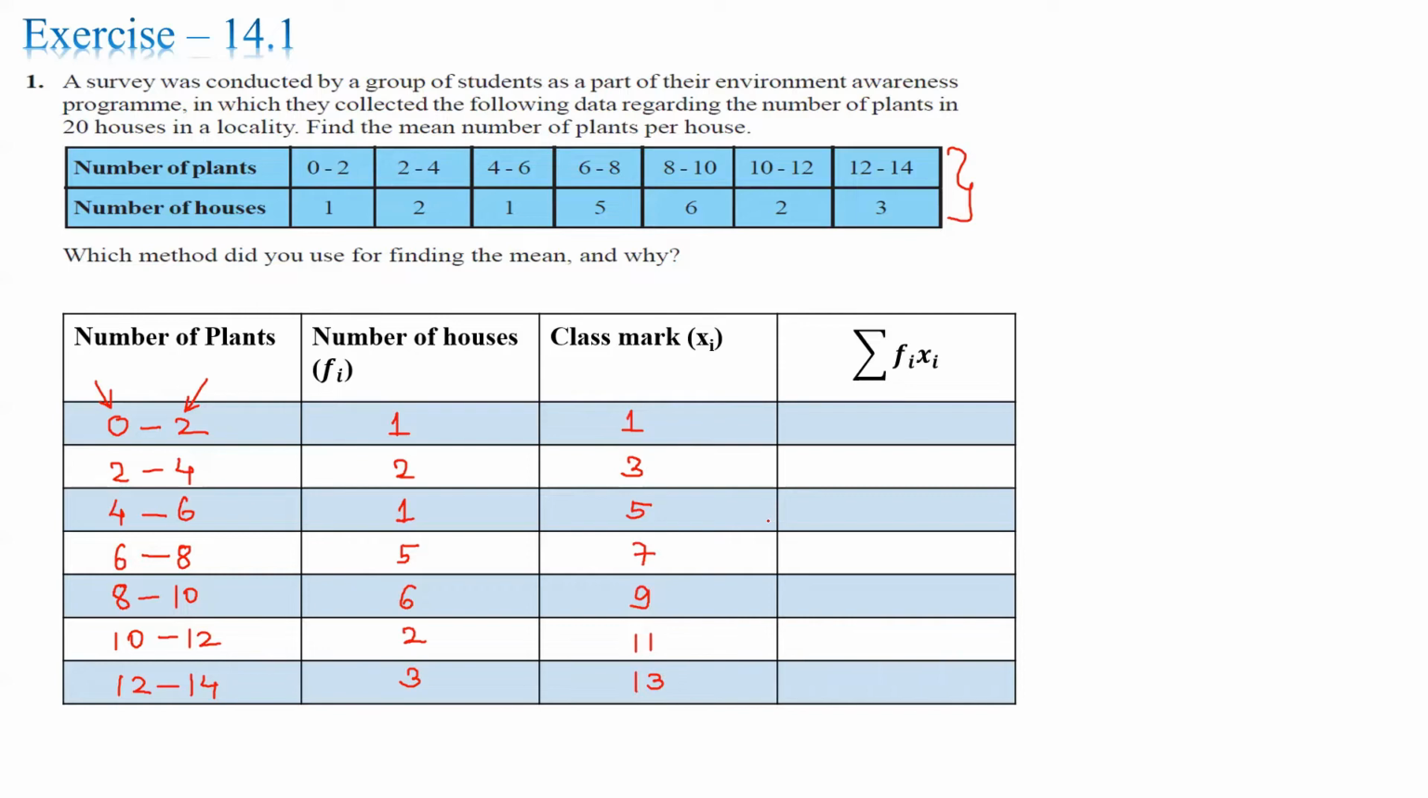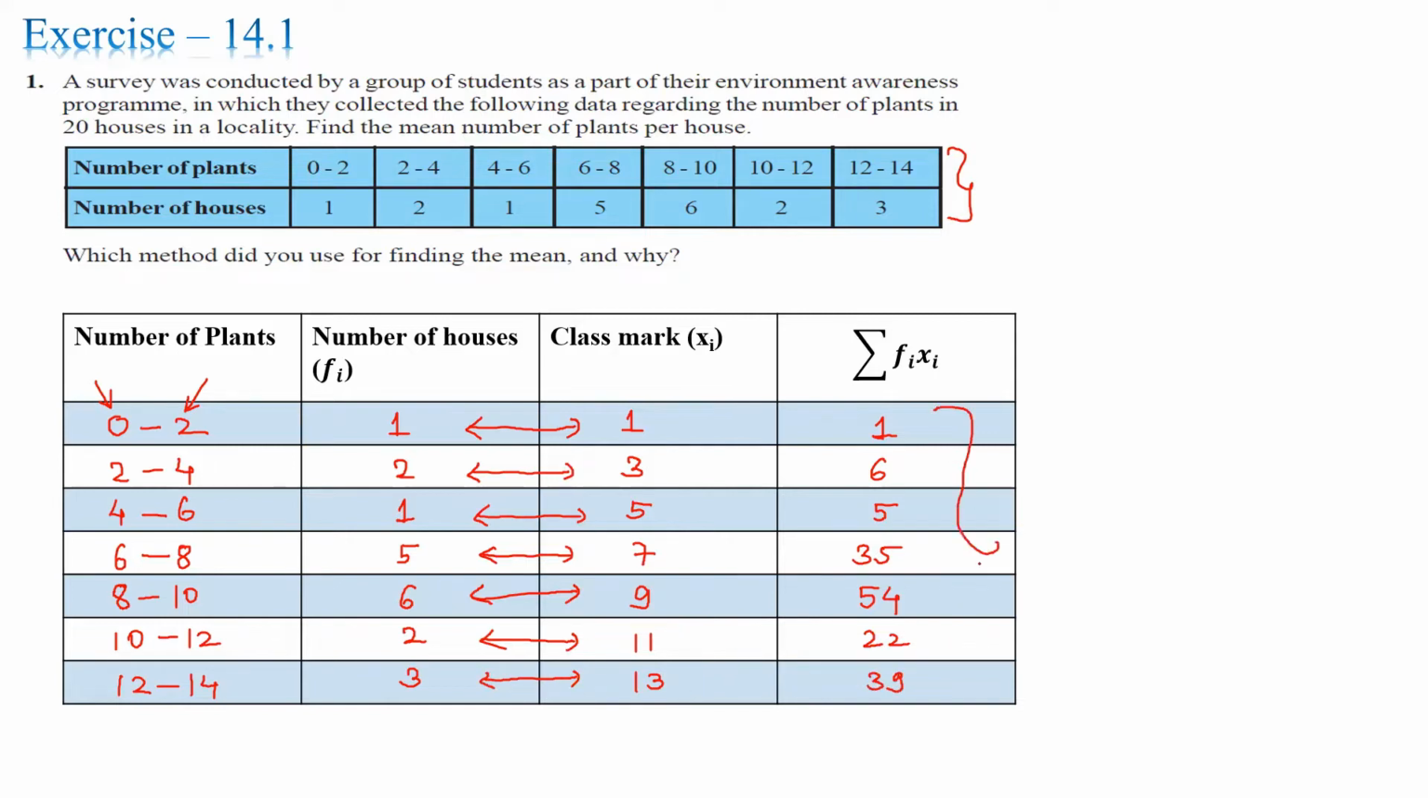Now we have to find the product of fi and xi. These two values we are going to multiply. The product of 1 into 1 is 1. Next, 2 into 3 is 6. Next, 1 into 5 is 5. Next, 5 into 7 is 35. Next, 6 into 9 is 54. Next, 2 into 11 is 22. Next, 3 into 13 is 39.